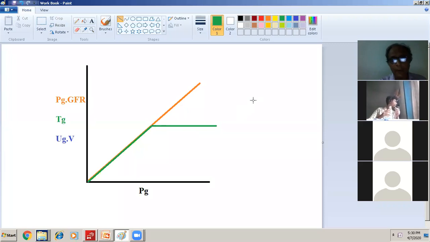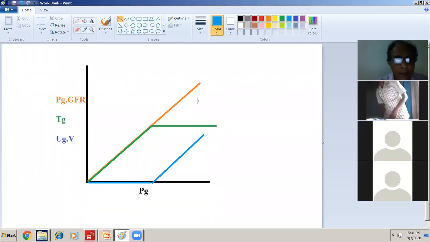Next, let us see what happened to UGV. As long as the glucose is 100% reabsorbed, glucose is not present in urine. It is not present up to this point. But as soon as it reaches the transport maxima and becomes a plateau, now the glucose will appear, and that will go parallel to these two curves.